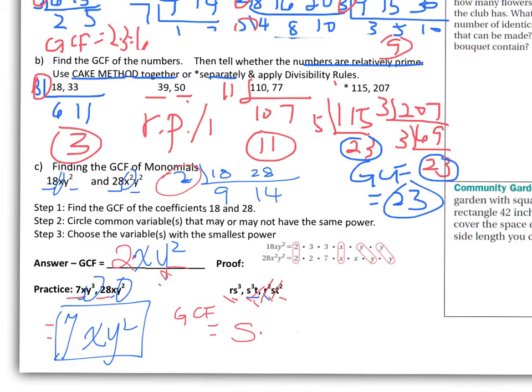And if you're still unsure of what I just did, take a look at this. R, S, S. Let's factor every single monomial.